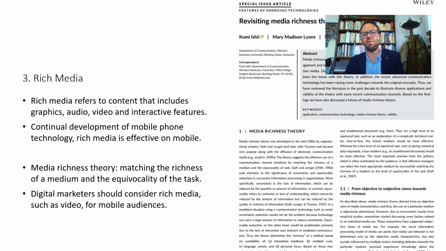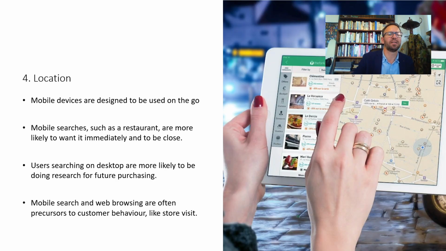Whereas if you've got a lot of stuff to communicate, you need to think about the task that's going to be processing that media, the communications that you're sending, and where that's going to be consumed as well. So the better you can match that, the better results you'll get. So digital marketers should consider rich media such as video for mobile audiences, obviously with some limitations, but much more than in the past.